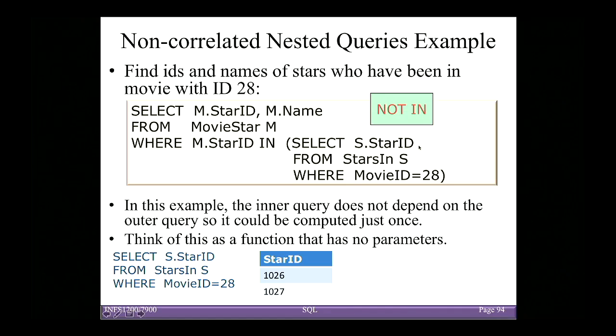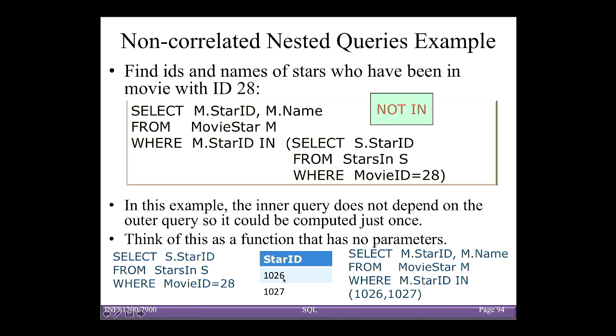It first is going to look at the inner query, and it's going to find IDs of those that have been in movie 28. So that's star ID 1026 and 1027. And essentially, this is then like saying, select m.starId and mname from movie star, where m.starId in that or that. Right? You're looking for those whose star ID is either 1026 or 1027.